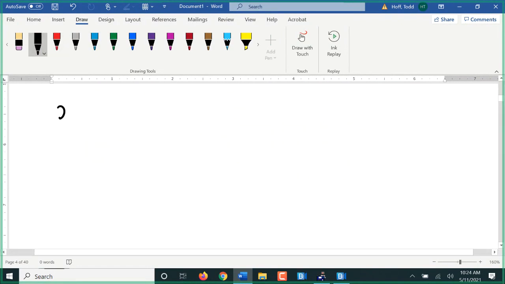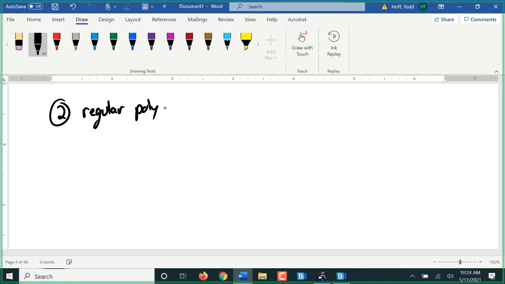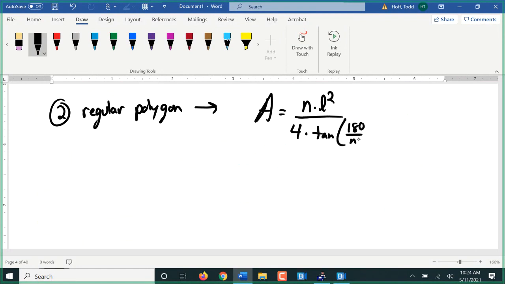The other one I'm not going to help you with is problem number 2. Problem number 2, the area for a regular polygon is n times L squared over 4 times the tangent of 180 degrees over n. So for this figure, n equals 8 because there's 8 sides, and L equals 10 because it's 10 feet on a side. Plug those numbers into the formula, it should find your area for you.